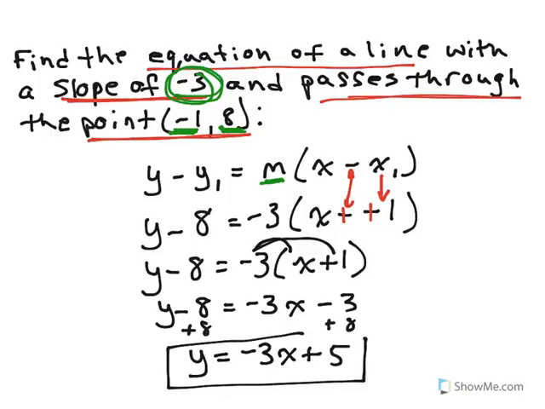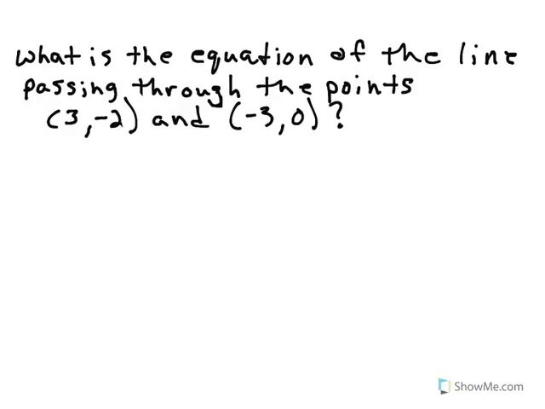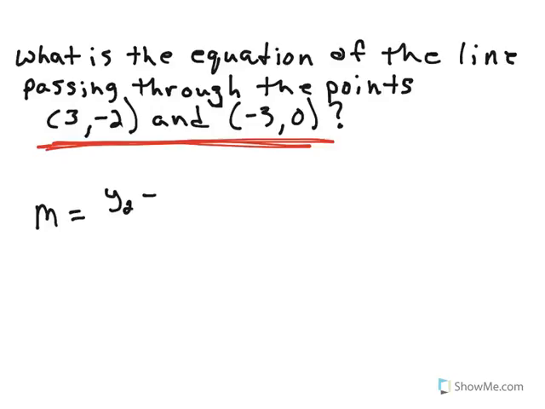That is the equation of the line that has a slope of negative 3, and it passes through the point (negative 1, 8). Another example. What is the equation of the line passing through the points (3, negative 2) and (negative 3, 0)? First, we must find our slope. Remember, the slope is m equals y2 minus y1 divided by x2 minus x1.